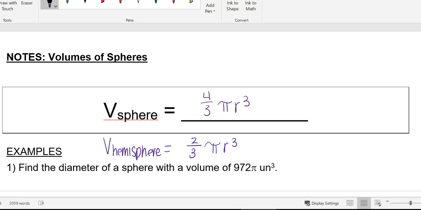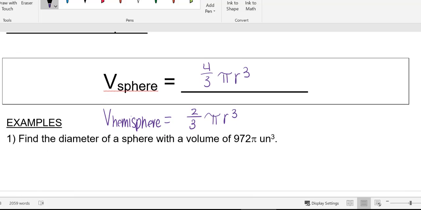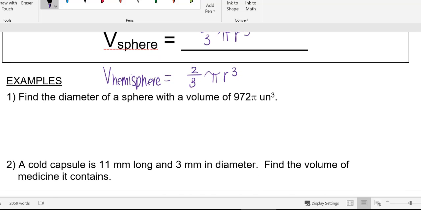All right, so let's apply this formula and get working on some applications. So we're going to find the diameter of a sphere with a volume of 972 pi. So volume for sphere, 4/3 pi r cubed. We know the volume, right? The given volume for us is 972 pi. So we can replace that on the left-hand side and then get to solving.